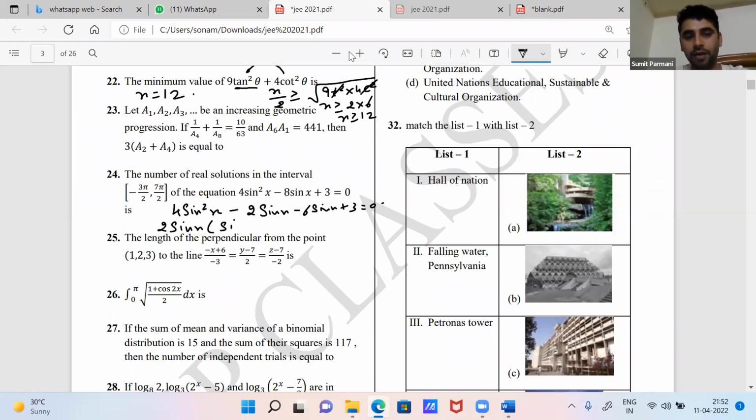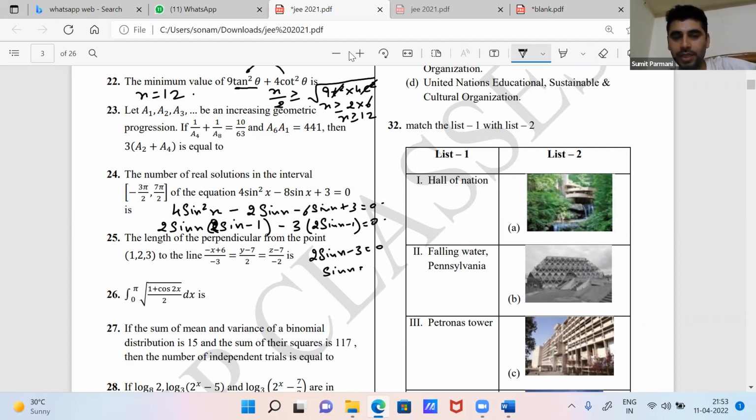We have 2 sine x common. We have 2 sine x minus 1. And from here we can take minus 3 common. Here we have 2 sine x minus 1 is equals to 0. So we can write 2 sine x minus 3 is equals to 0.